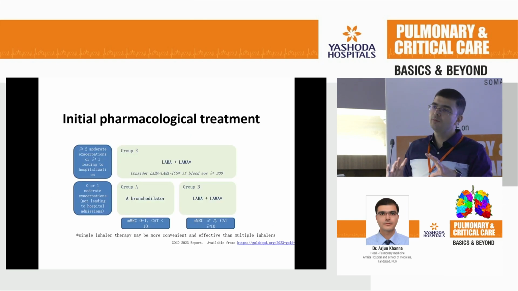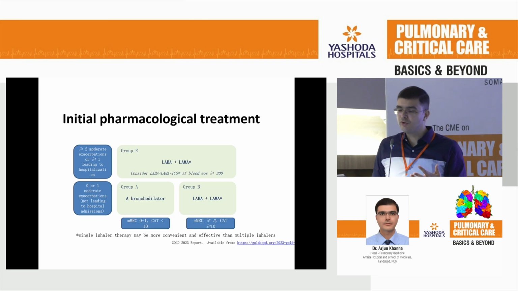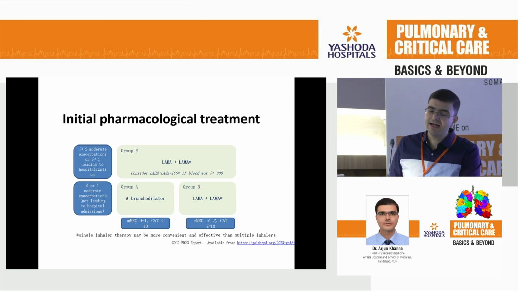So this is the COPD ABE diagram. What would you do? The GOLD guidelines tell us that group A is a patient where the lung function is preserved, the patient is not too breathless, and the patient is not having too many exacerbations. You need to give them a single bronchodilator. Since standalone LABAs are not available, you need to give them a LAMA. The LAMA, which is anticholinergic or antimuscarinic, can be either glycopyrronium or tiotropium.